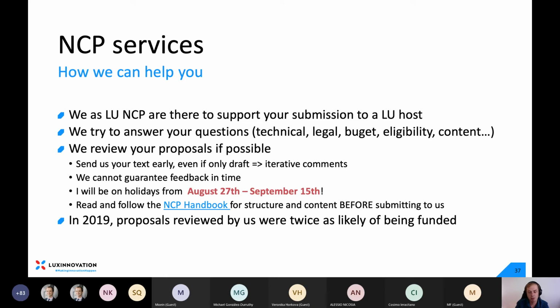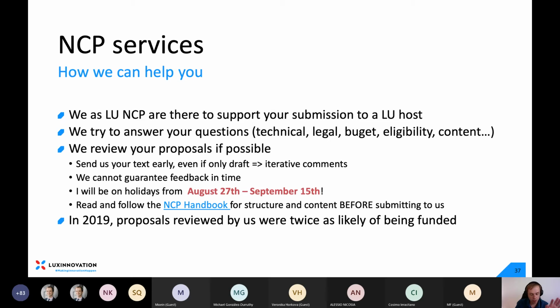And please read this handbook, read all the information that we are giving to you, because honestly, for over 50% of the proposals we received last year, the first comment that we make is, please have a look at this handbook. Please follow the structure of the template that we gave you, because it's just too much work that you need to do to adapt and change it again. So please don't try to invent your own template or structure, but adhere as much as possible to the recommendations and the guidelines.